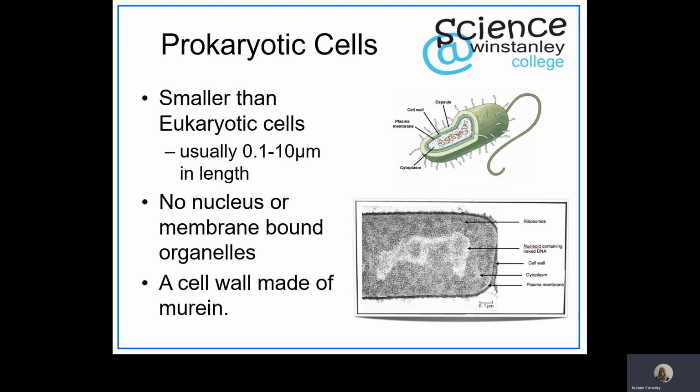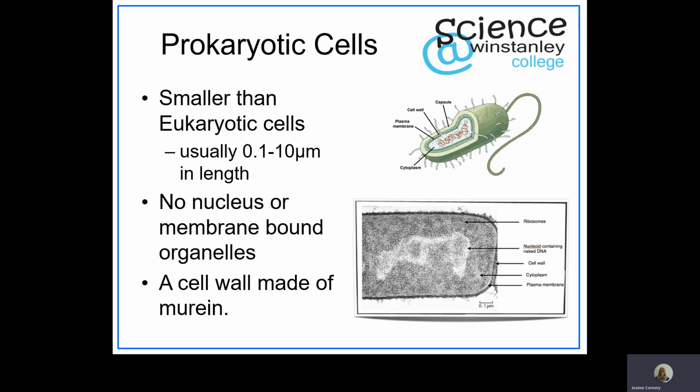Now, key things to remember about our prokaryotic cells is that they are smaller than eukaryotic cells. They're usually between 0.1 and 10 micrometers in length, so they're very, very tiny. Back to that key feature again: no nucleus or membrane-bound organelles, and a cell wall that is made of murein. So those key little things that we want to talk about.